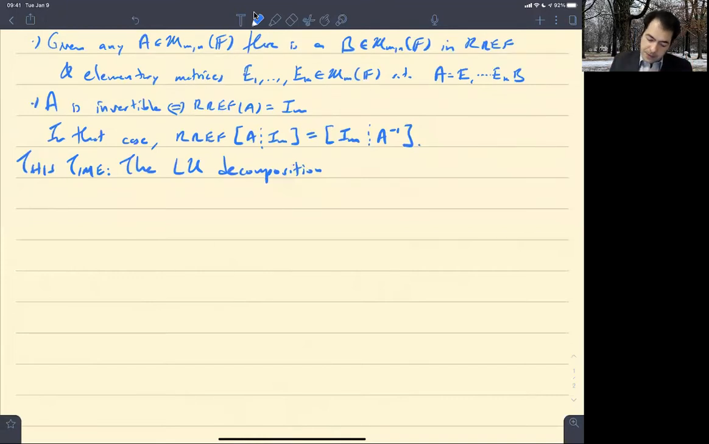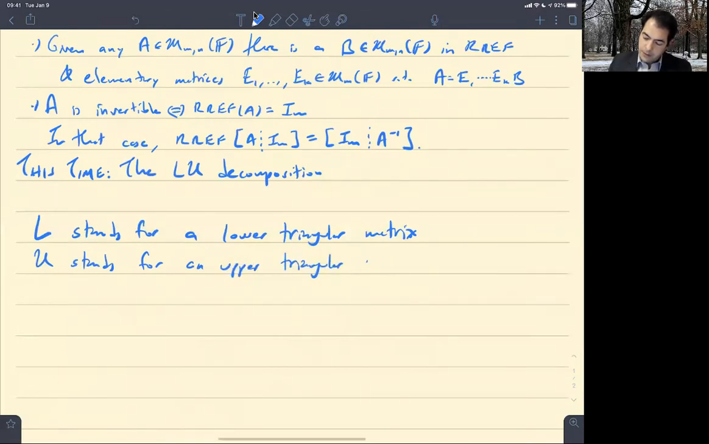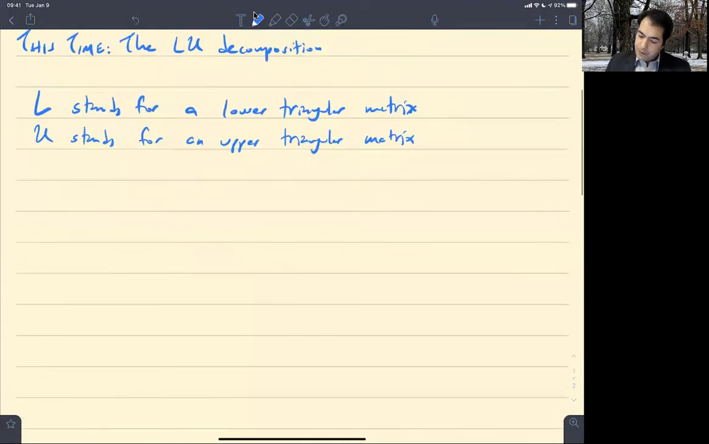So here L stands for lower triangular matrix, and U stands for an upper triangular matrix. This means basically what you would think. Lower triangular means something like this, and upper triangular means something like this. But let's be precise.